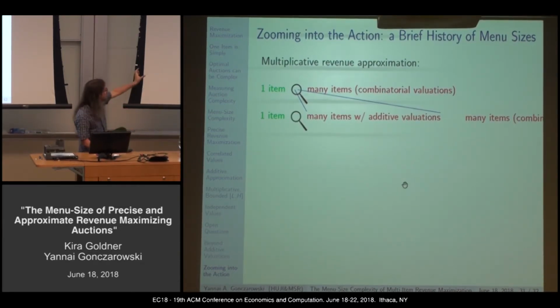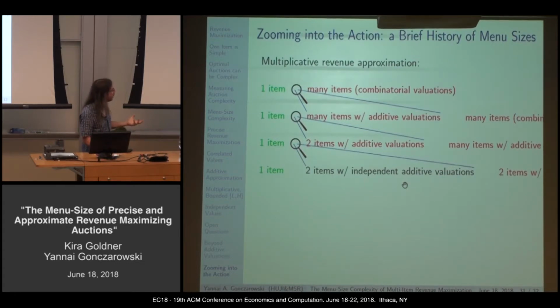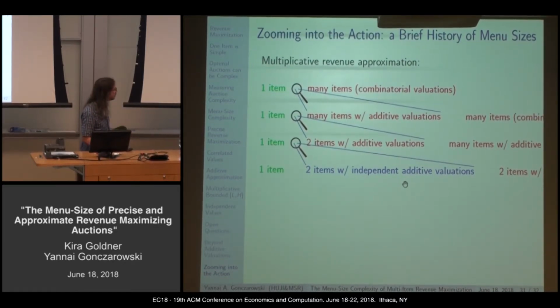Let's zoom in. What's between many items and one item? Two items with additive valuations. Hart and Nisan showed that it requires infinite menu size. Let's zoom in even more. We have here two items with independent additive valuations. A lot of our talk was about that. That's where the action happens. So it took a while, I think, to zoom in. That's why the menu size as a complexity measure only started to appear after it appeared as a proof tool to show negative results.